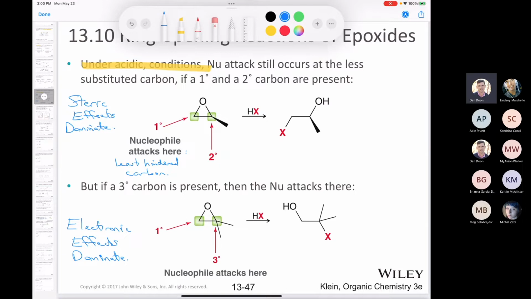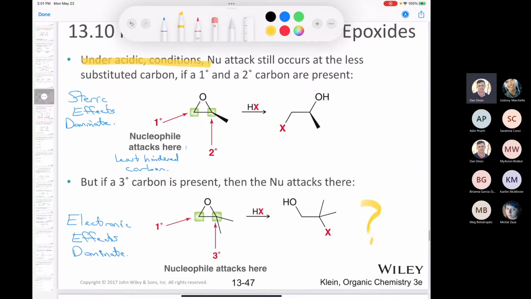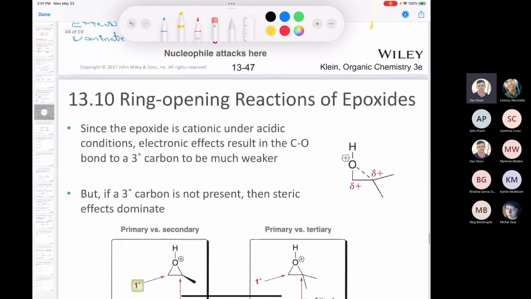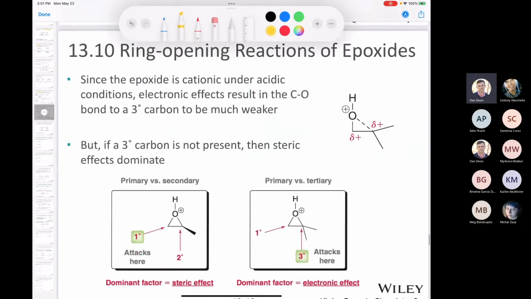Okay. Now, if you're wondering why in the heck would it attack at the more hindered carbon, that doesn't make any sense based on what you've learned in this class. Well, as you can imagine, there's a reason for it. And check this out. Here's the reason. It says since the epoxide is cationic under acidic conditions, right? When you protonate it, you have a positive charge on the oxygen. Remember that I told you that that positive charge sucks electron density away from both carbons in the ring?